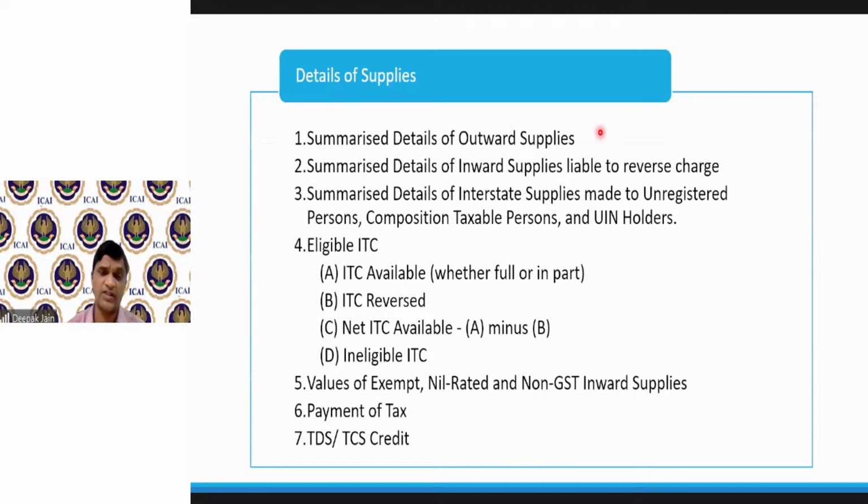Please explain non-GST inward supplies. Non-GST inward supplies are those supplies on which GST is not leviable. On those inward supplies, GST is not applicable, which are those 5 petroleum products and liquor, liquor for human consumption. On this, there is no GST, right? So on that, you will disclose that as a non-GST inward supply.